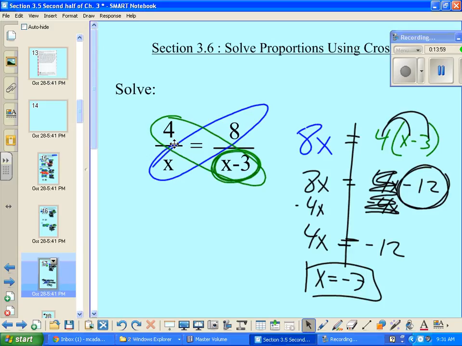So again, today just concentrate on solving using cross products, because that method will get us through a bunch of even these different complex types of proportion problems. So if we concentrate on this method, I think this method alone will get us through many of these types of problems.